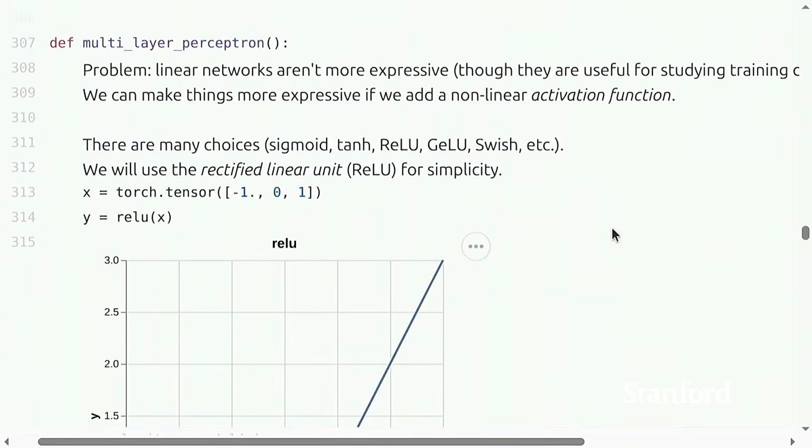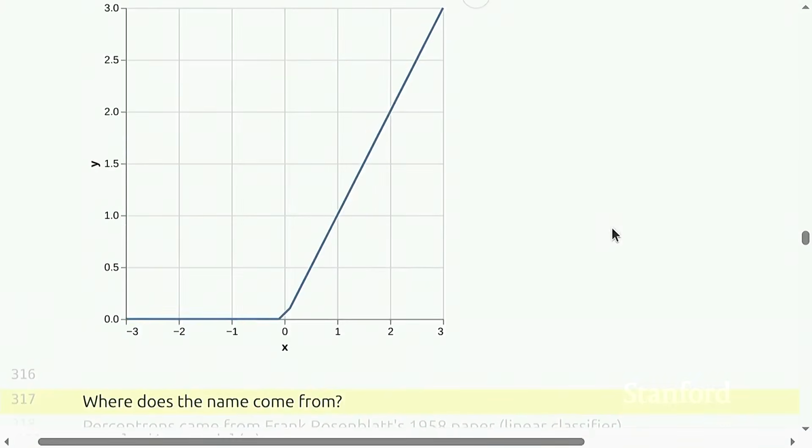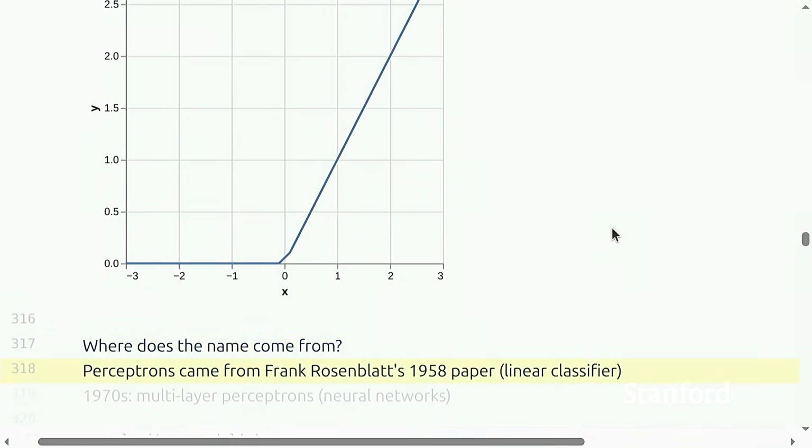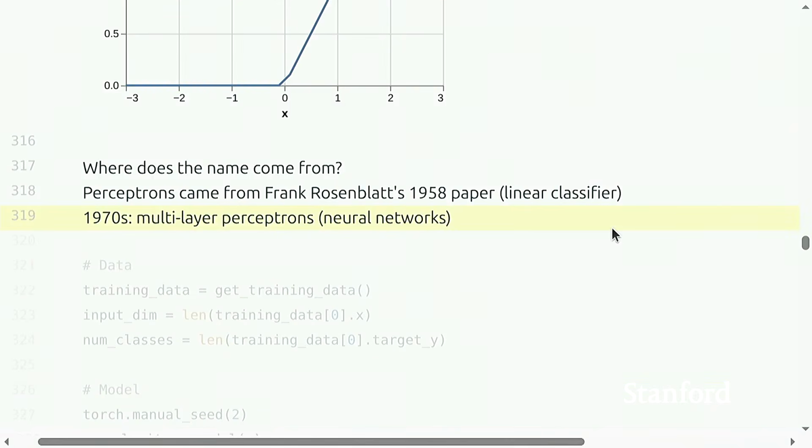Just as an aside, where does the name MLP, multilayer perceptron, come from? So perceptron comes from this 1950s Frank Rosenblatt paper, which is essentially introducing linear classifiers. And then in the 60s and 70s and 80s, people stacked perceptrons into multiple layers, and that's why they're called multilayer perceptrons. Neural networks are another name for the same thing.